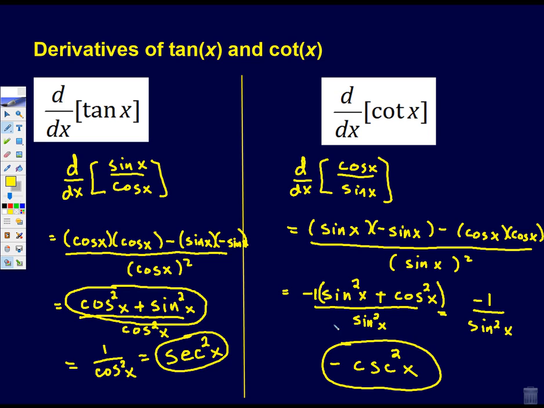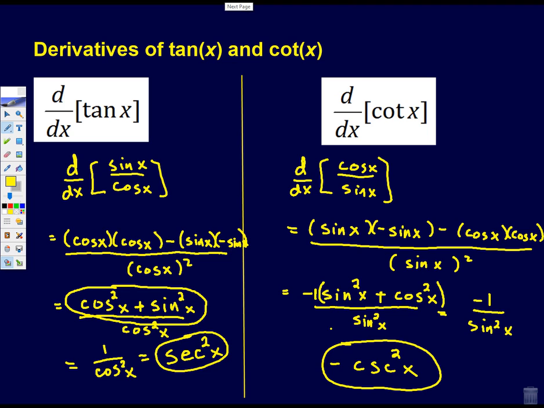Okay, so it's kind of like with sine and cosine in that there's a pattern to these. They're both a trigonometric function squared. They're both the co-function of the other one, right? So there's secant and there's cosecant. And one of the derivatives has no negative sign in the answer, and one of them has a negative sign in the answer. So in that way, there are similar patterns to the derivative of sine and cosine.